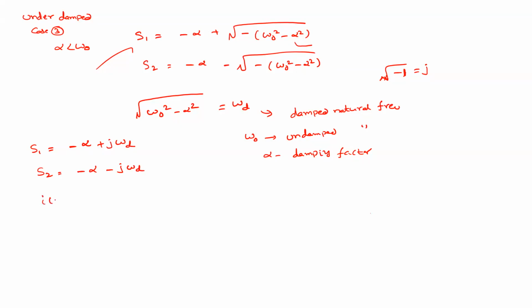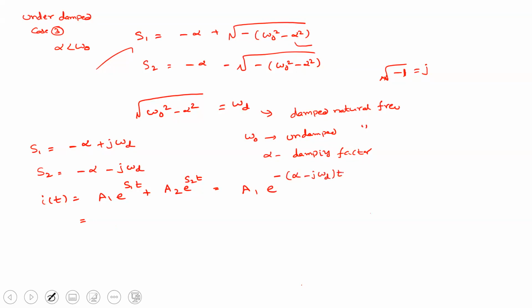So i of t will be in the form of a1 into e to the power of s1 t plus a2 into e to the power of s2 t. If you substitute the values, a1 into e to the power of minus alpha minus j omega d t, plus a2 into e to the power of minus alpha plus j omega d t. Is this correct?